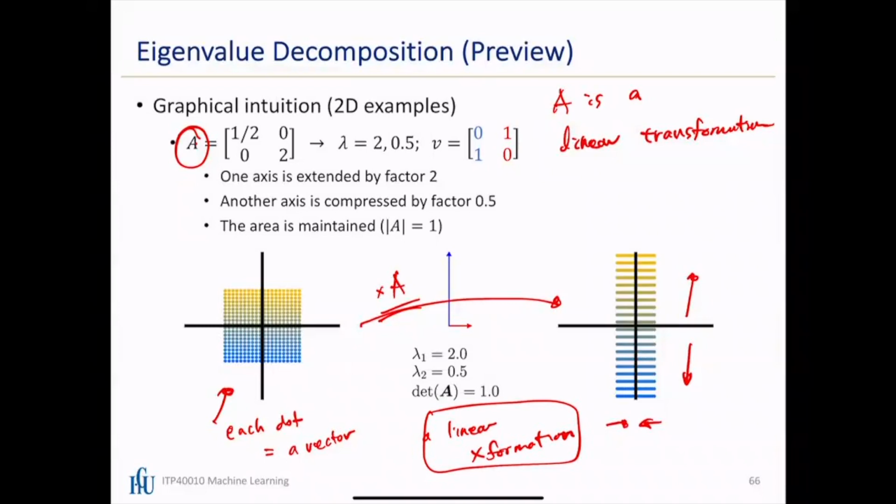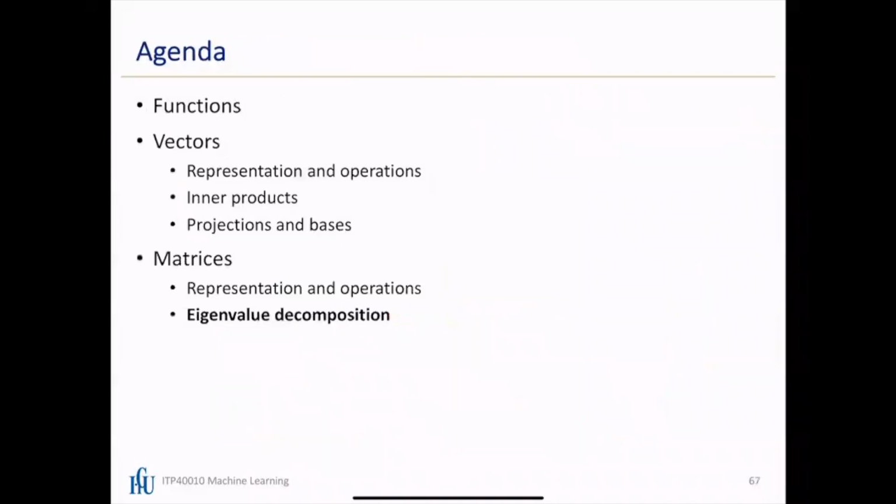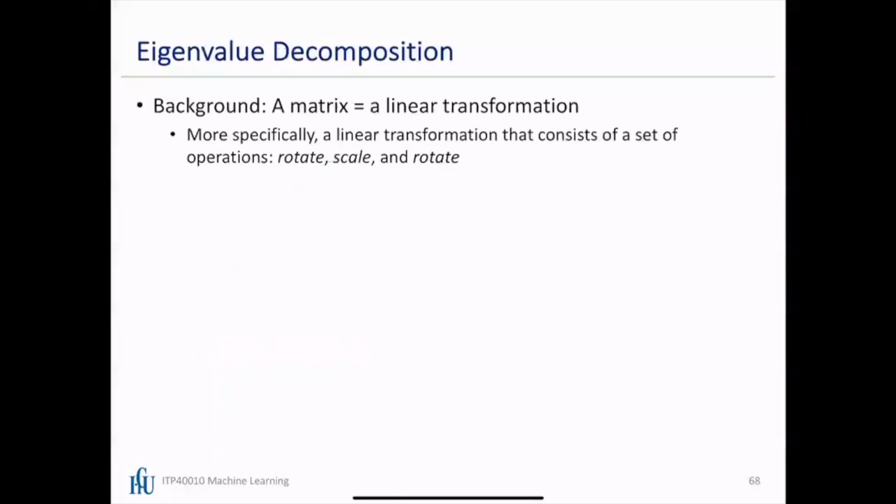In this section, the important idea is that every matrix is a linear transformation. Please keep this statement in your mind. Things are going to become clearer and clearer after we study eigenvalue decomposition, so let's move on to it. Like we discussed, the big background is that a matrix is a linear transformation. More specifically, we will see a linear transformation that consists of rotate, scale, and rotate.